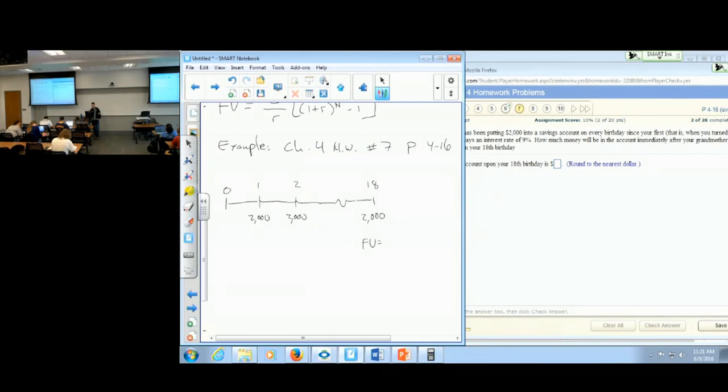And what we want to know is, immediately after making that 18th deposit into the bank, right? So I want to know the future value at the end of year 18. How much is sitting in my bank account? How big of a party can I throw when I graduate high school?